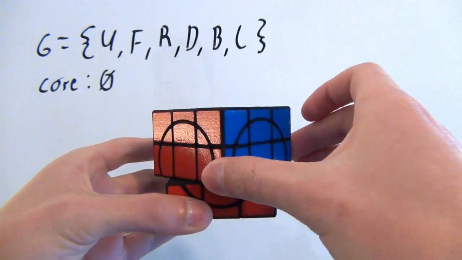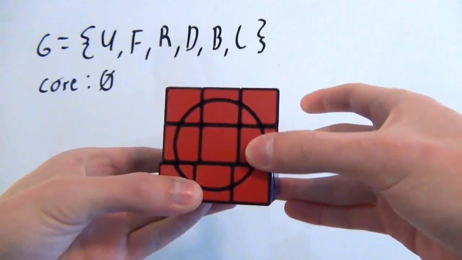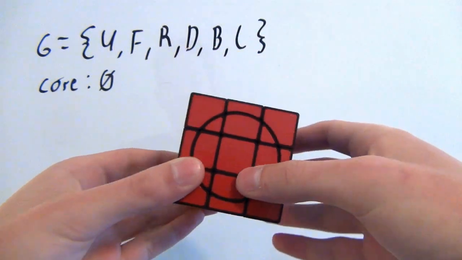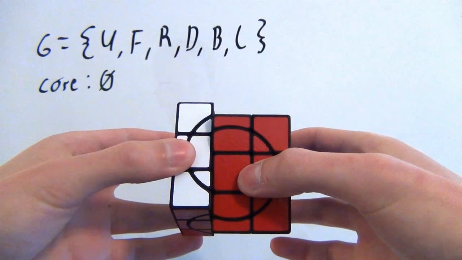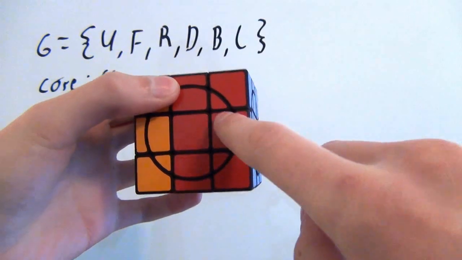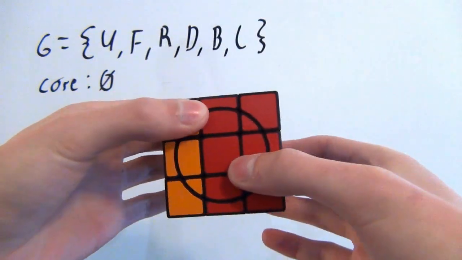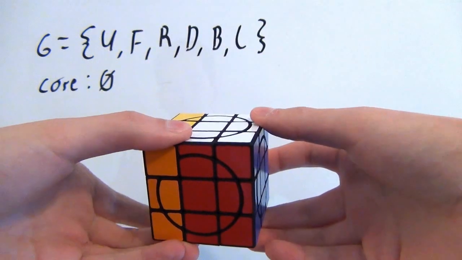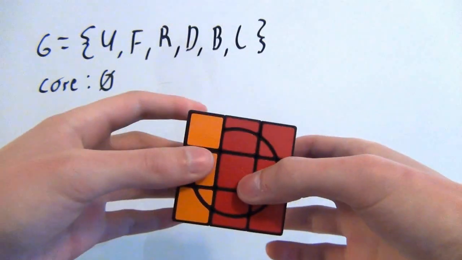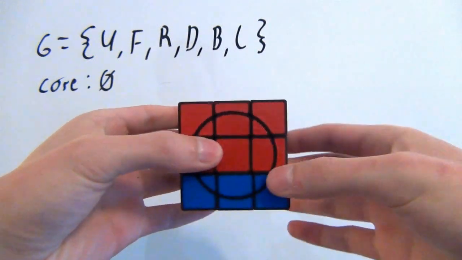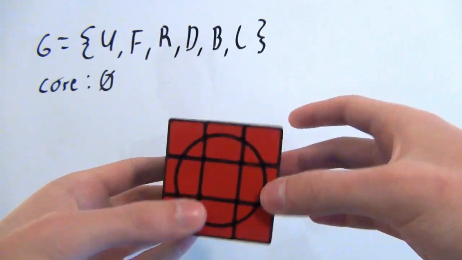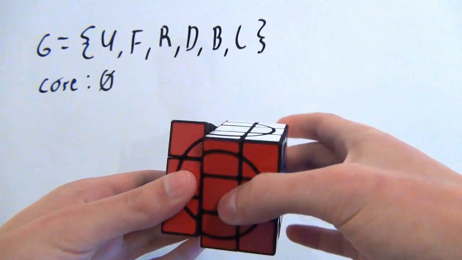So let's try U. Yeah, U moves this piece. Let's try R. Yep, R moves this piece. And now I'm going to move the core a little bit. Okay, let's move it there. So now let's try D. Nope, doesn't move this piece. Let's try B. Nope, also doesn't move this piece. And the last one to look at was L, but I think that one's pretty obvious. L does not move that piece. So ultimately this piece moves with U, and it moves with R.